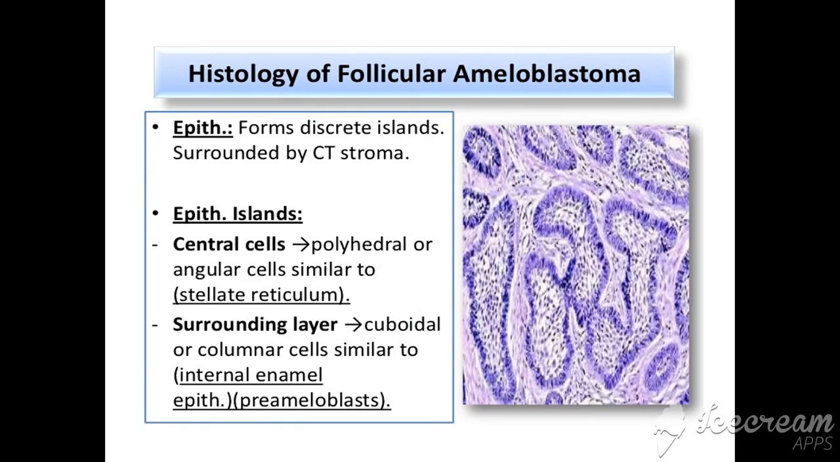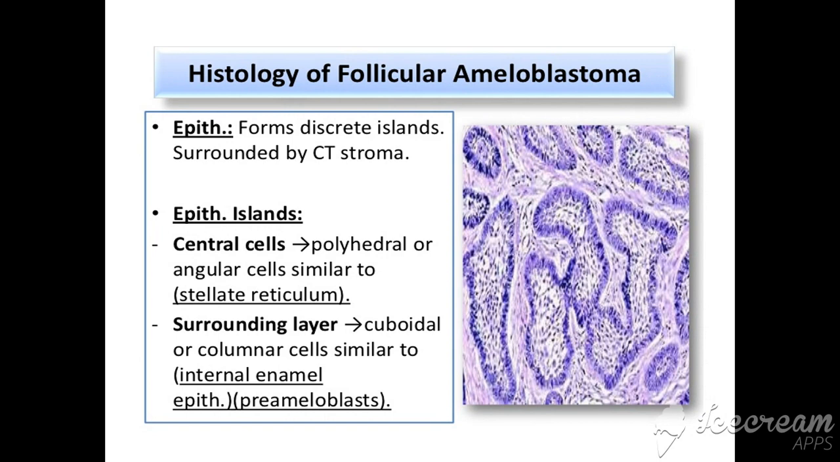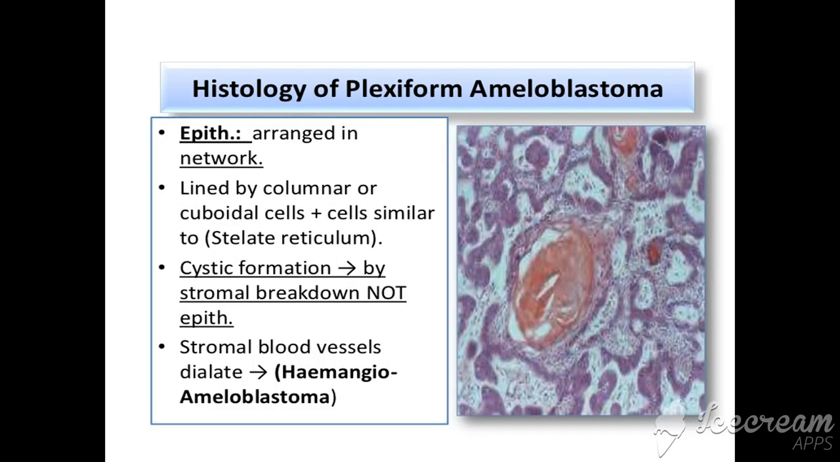So mainly there are two forms of histology. This is the follicular form of ameloblastoma showing epithelial islands, and this is the plexiform form showing epithelial strands. So we can differentiate both forms mainly by their epithelial component: islands of epithelial cells in the follicular form, and strands of epithelial cells in the plexiform form of ameloblastoma.